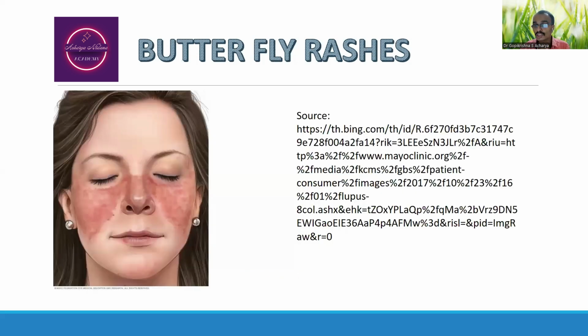This is the most common sign that we see on either side of the nose, which is termed butterfly rashes. This is specifically seen in patients of systemic lupus erythematosus, which in short is termed SLE.